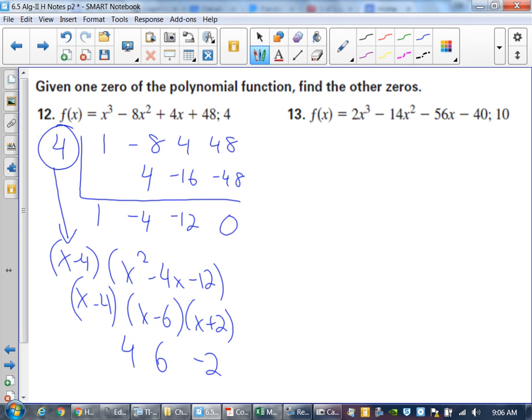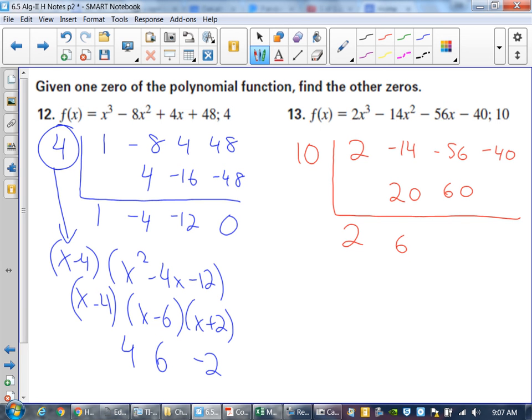Same deal on the other one. Third degree polynomial. I've got 4 terms, so I don't have to get any placeholders. 10 is a 0 because it told me it is. 2, -14, -56, -40. 2, 20, 6, 60, 4, 40, 0. 2, 6, 4. So then I have x minus 10.